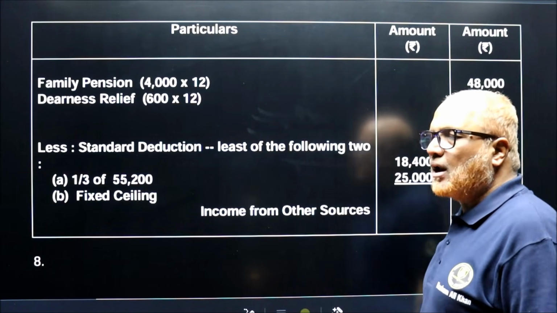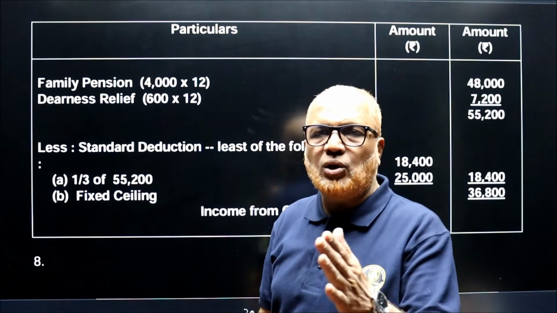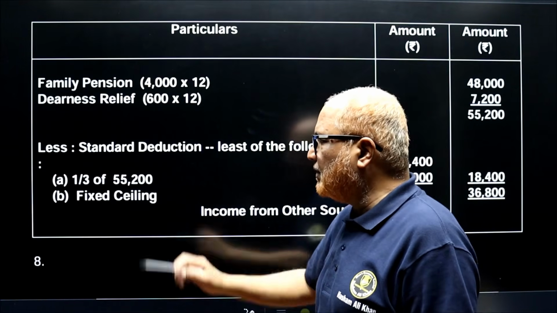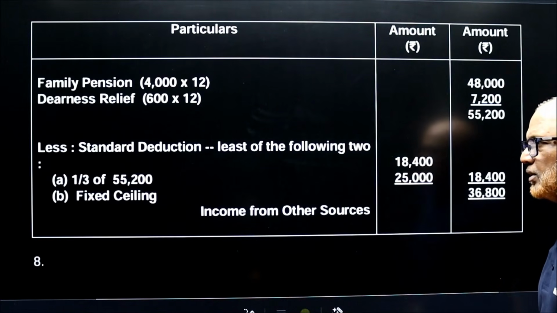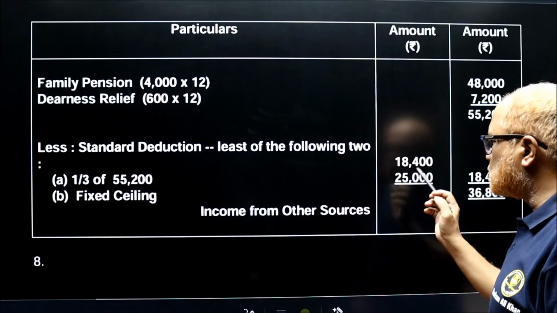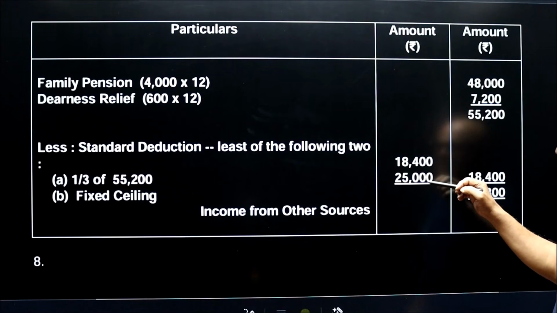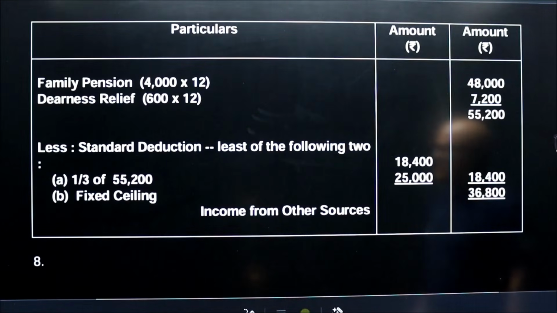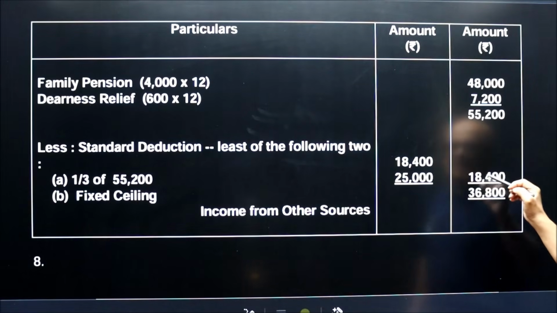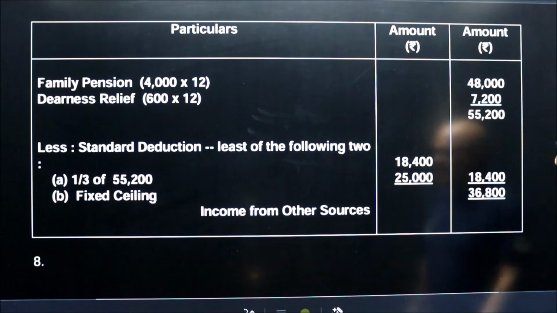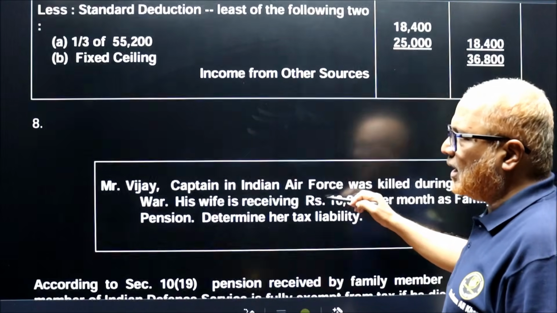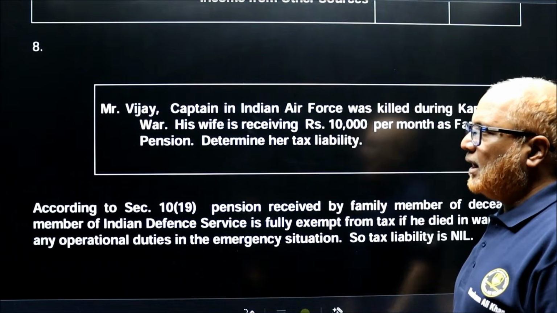Now the deduction will be allowed, the least of the following two: one third of pension. One third of 55,200 is 18,400, and the fixed ceiling is 25,000. Whichever is least, so 18,400 is least. So 55,200 minus 18,400, 36,800 is the income from other sources. Eighth problem.